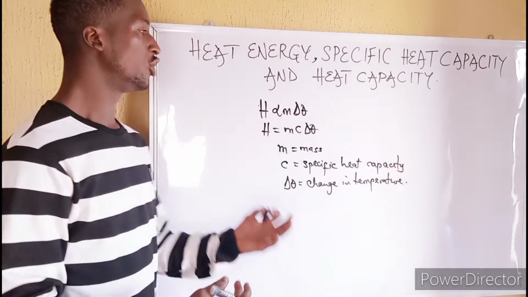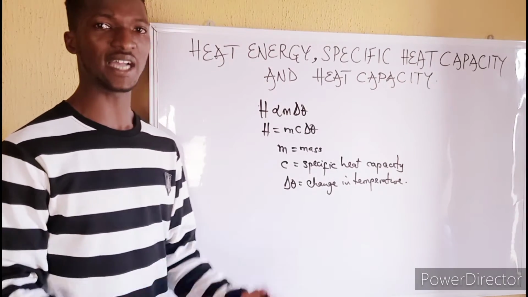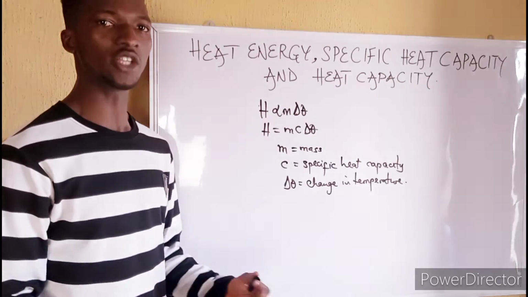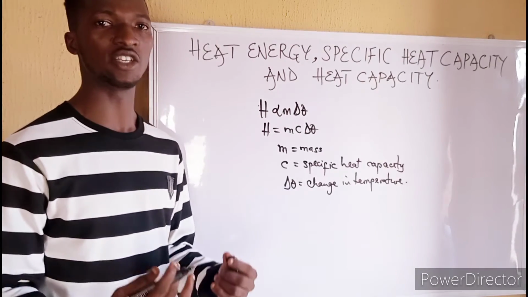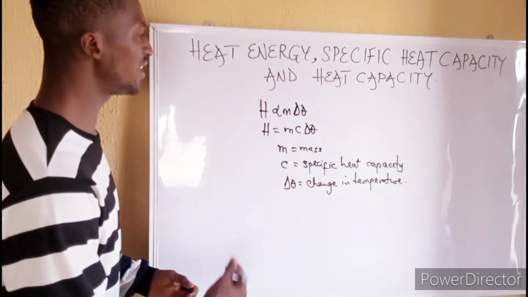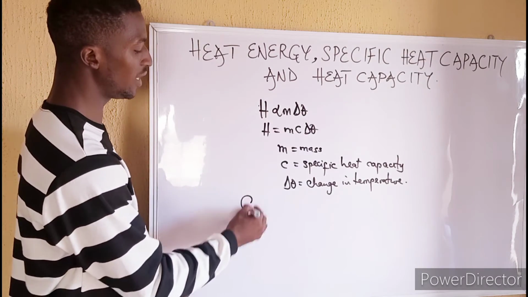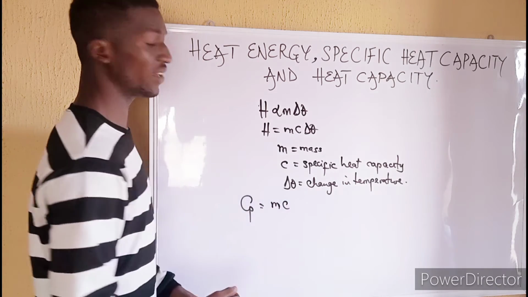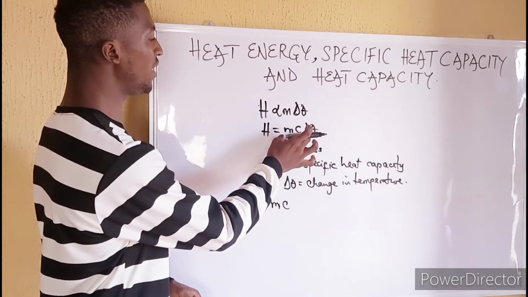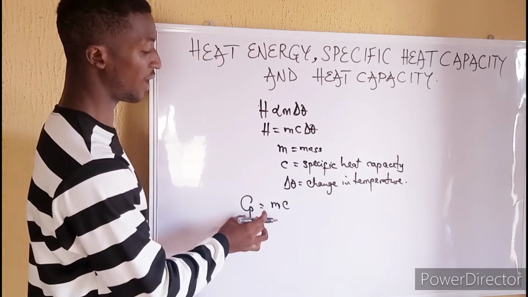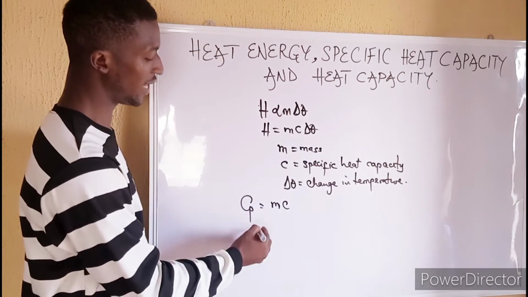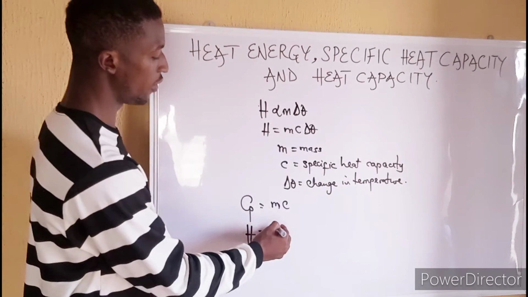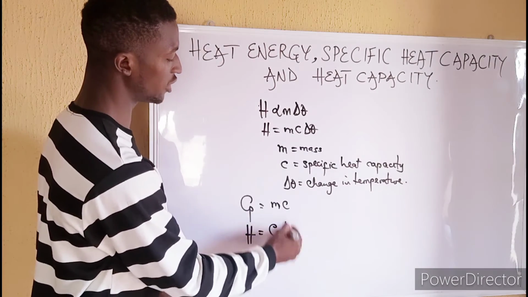However, in some cases, you might not be given the specific heat capacity, and you'll be given what is referred to as heat capacity. So what do you do, and how do you calculate the heat energy supplied to a system? In this case, you have to know that heat capacity equals the product of mass and specific heat capacity. So in place of the mass and specific heat capacity, I can put heat capacity, and the heat energy of the system is equal to the heat capacity and the change in temperature.